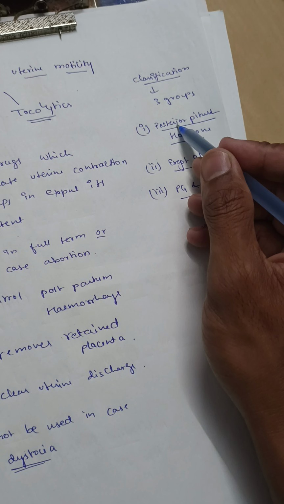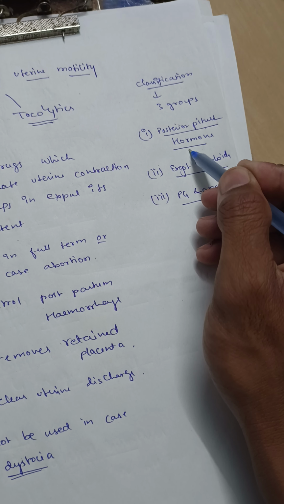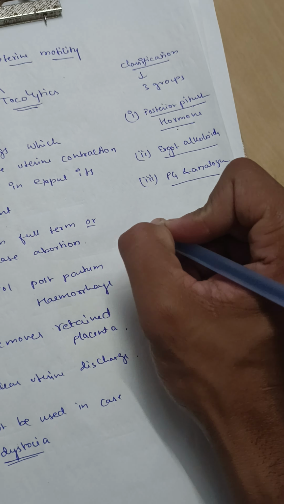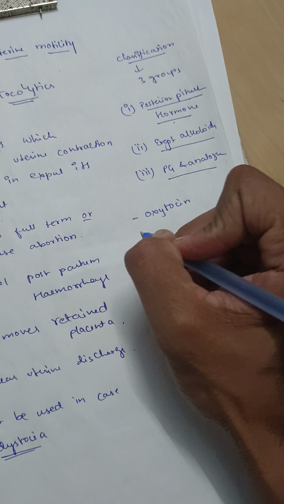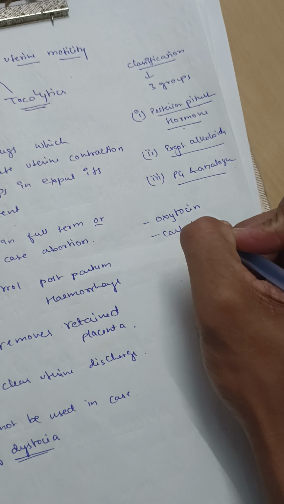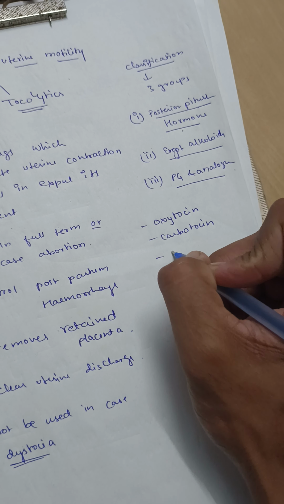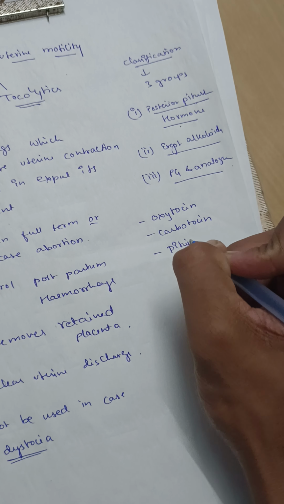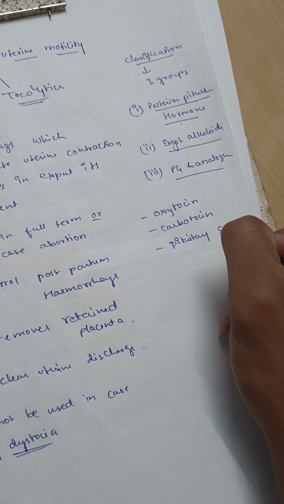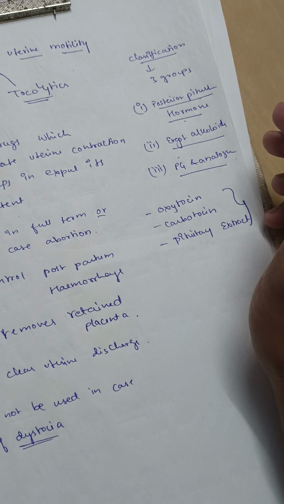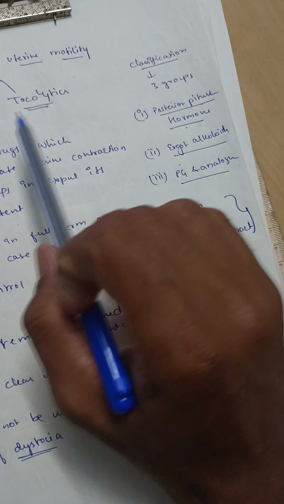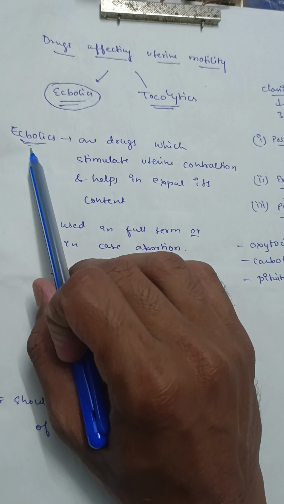Now we will deal with posterior pituitary hormone. What are the posterior pituitary hormone? These are oxytocin, carbotocin, and pituitary extract. Okay, pituitary extract. These are the three posterior pituitary hormone which are classified under ecbolics.